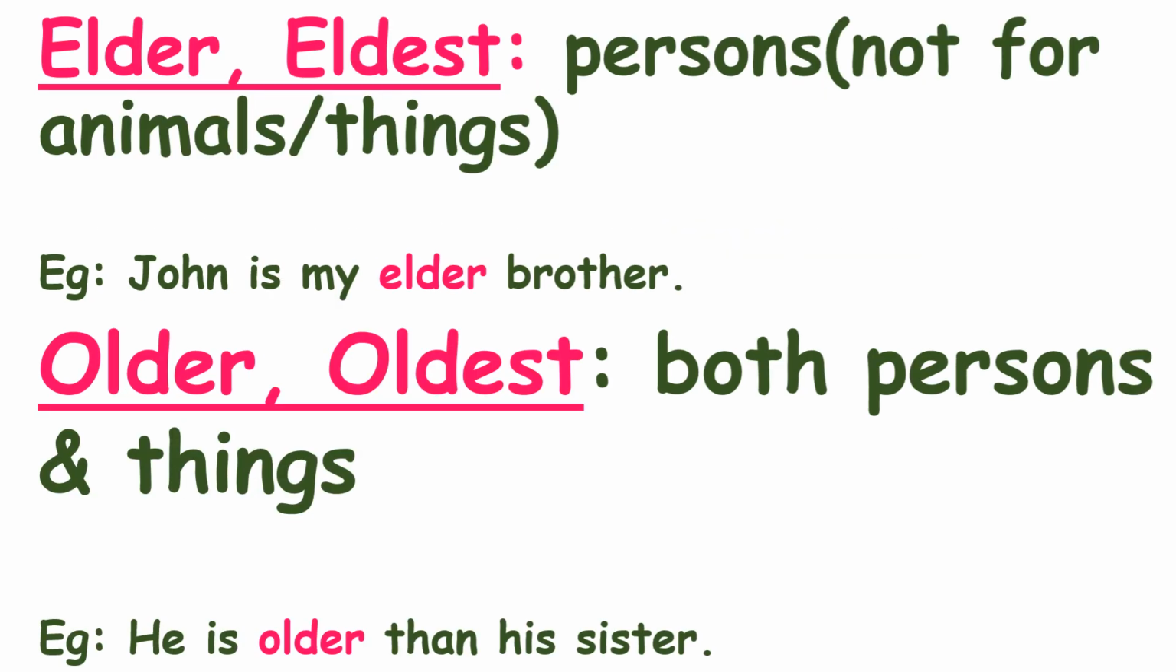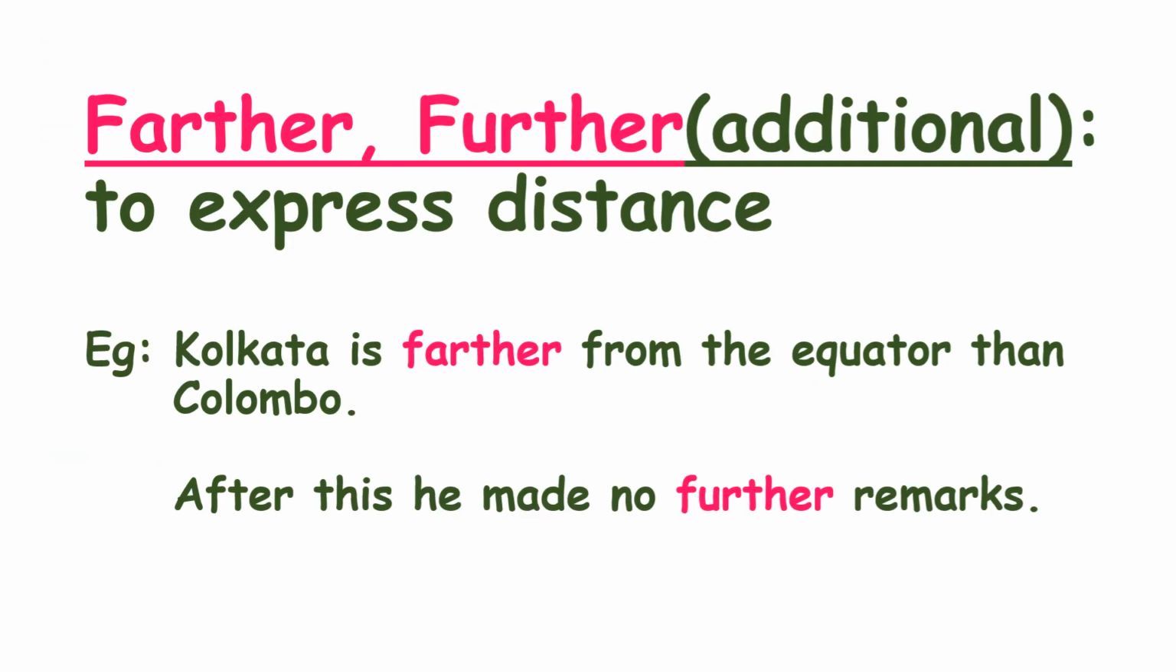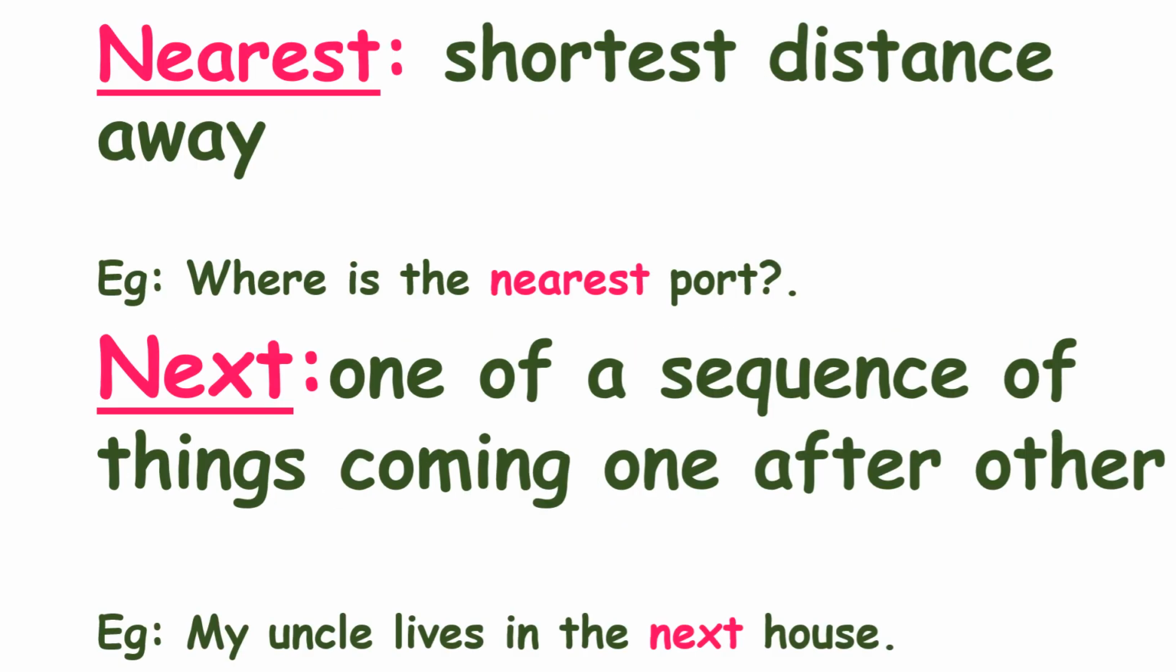Elder, eldest, older, oldest. Elder and eldest are generally used with persons, not for animals or things, whereas older and oldest are used both with persons and with things. Here you need to remember that with the word elder we don't use than. Now the next one is farther and further. Farther and further both are used in order to express distance. But further is also used in the meaning of additional. Now the last one which we discussed, nearest and next. Nearest means shortest distance away, and next is used for one of a sequence of things coming one after the other.